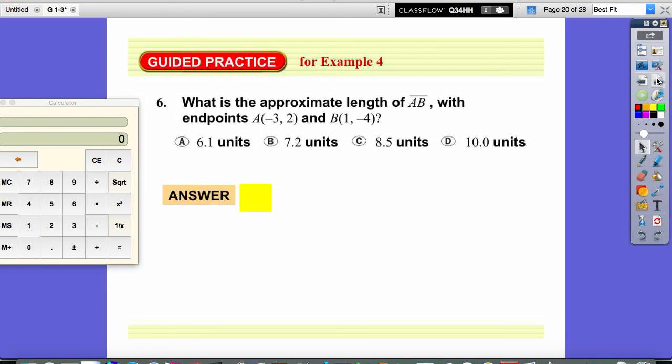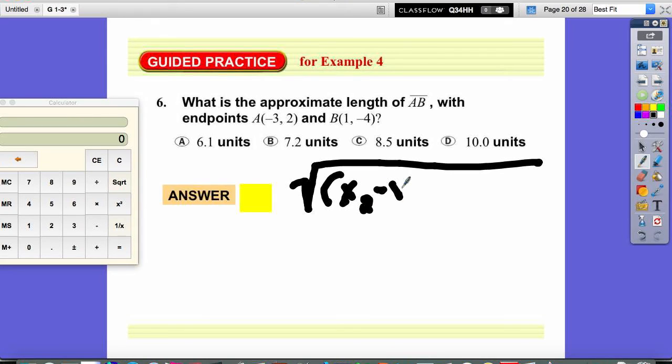So what is the approximate length of AB? I'm not going to use the Pythagorean theorem. I am going to use the distance formula. They write it as x sub 2 minus x sub 1, quantity squared, plus y2 minus y1, quantity squared. I'm still going to just do them in this order.